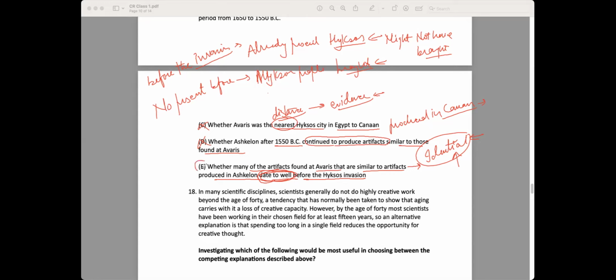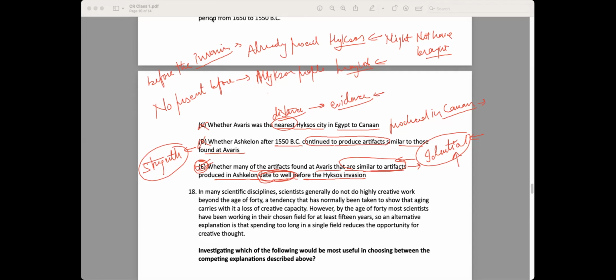So it does check the strength of the evidence. If you see, we are not countering the evidence here. We are saying, can the evidence be used to make any conclusion or not? That's all we are saying. So artifacts are similar. But were they already present? If they were already present, that means maybe Hyksos have not brought them, someone else brought them. And maybe then Hyksos have come from some other place, not from Canaan. Understood, everyone? Any doubts? Any question?